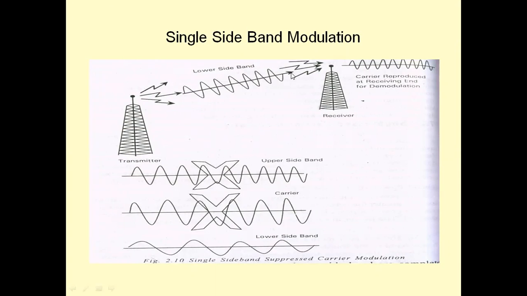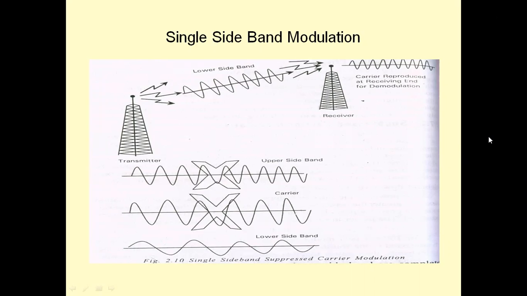If we transmit only one sideband, either the lower sideband or the upper sideband, from transmitter to receiver, then we will be getting single sideband modulation. So this is the upper sideband, this is the carrier, and this is the lower sideband. From AM, we remove the upper sideband and the carrier, and transmit only the lower sideband. Or else you can remove the lower sideband and the carrier and transmit only the upper sideband from transmitter to receiver. That results in single sideband modulation.